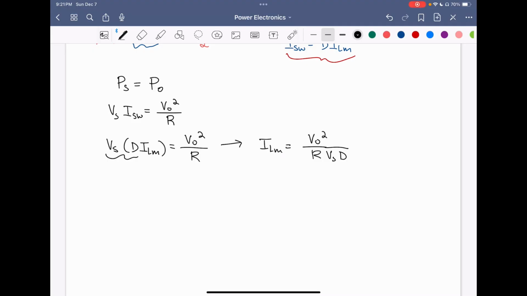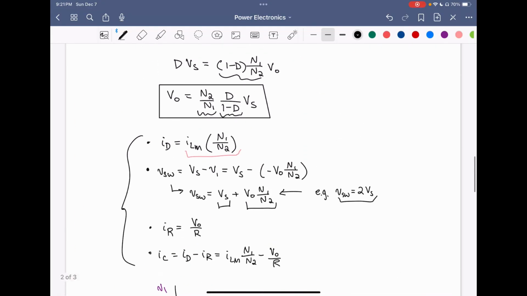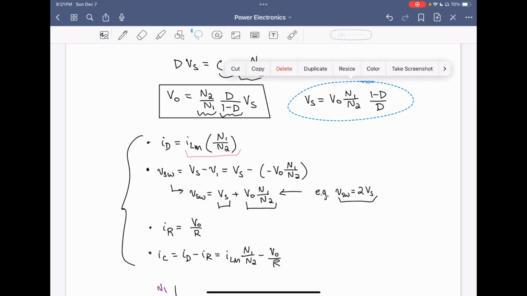And now there's one more thing we can do. We want to get rid of VS in this. So we can substitute from our conversion ratio. We can substitute VS equals VO times N1 over N2, 1 minus D over D. So let's just bring this over.